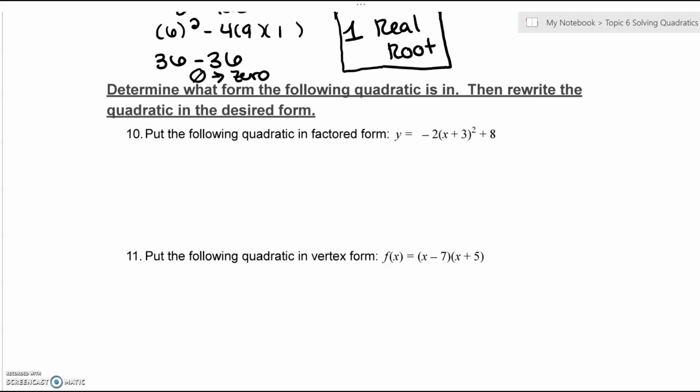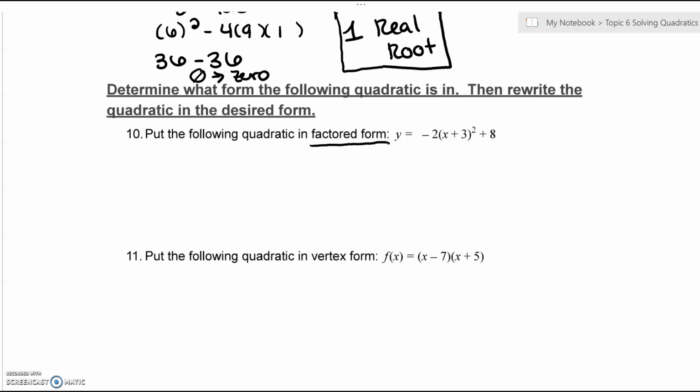Okay, guys, so now we're going to do problems 10 and 11, and that's to determine what form the following quadratic is in, then rewrite the quadratic in the desired form. So number 10 says that we want to put this quadratic in factored form, and we know that factored form has two sets of parentheses. It's been factored. And now we have to figure out what form this is in to start with.